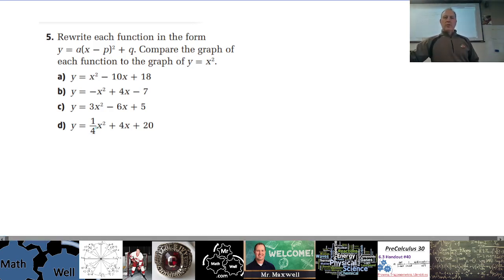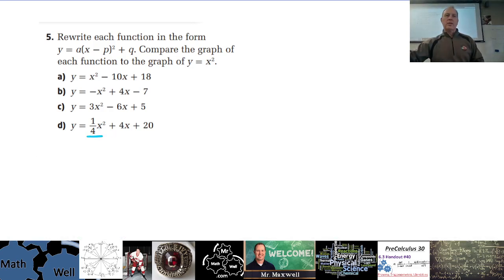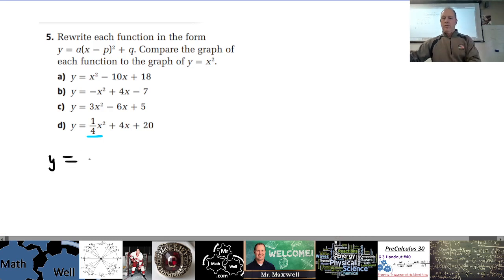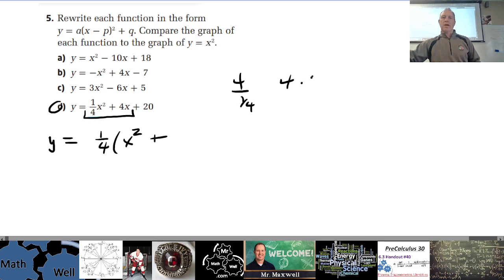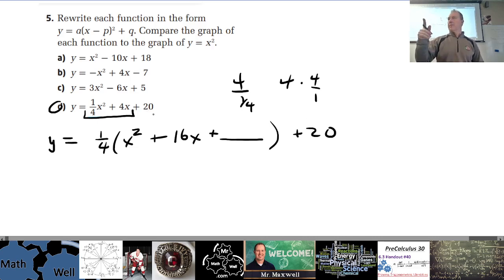So what you want to do with completing the square is make sure that the coefficient on the x squared is just 1. So in this case it's not, which isn't a big problem. We'll do d here. What you have to do is group these two terms, if you remember completing the square, and factor a 1/4 out, okay? So this is x squared then. Now 4 divided by 1/4 is actually the same as 4 times 4 over 1, so that's going to be 16x, okay? To complete the square, you put plus blank, and then keep your plus 20 out there that's already there. Okay, so that's the first step, right?